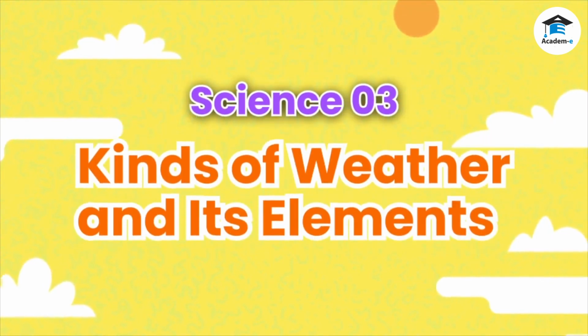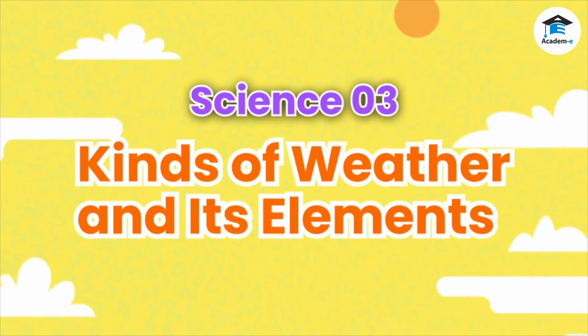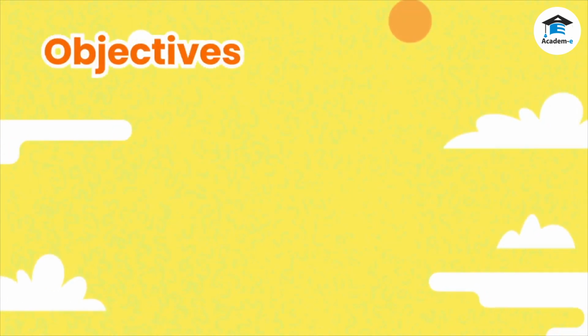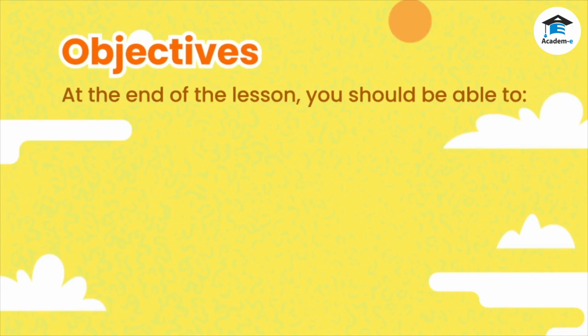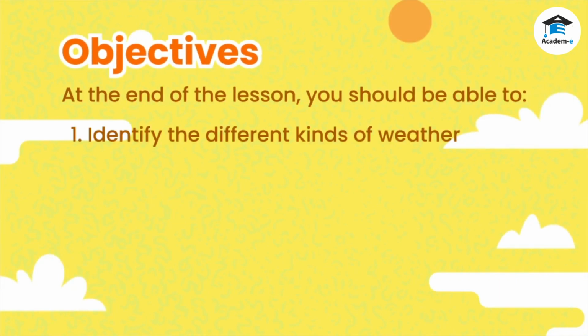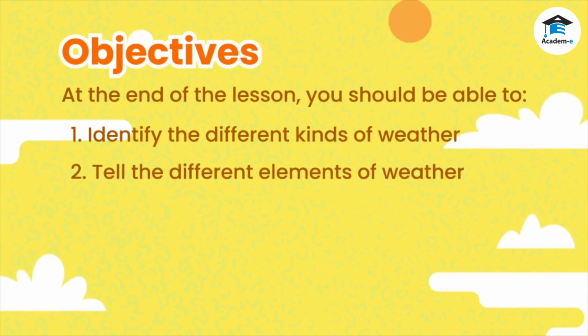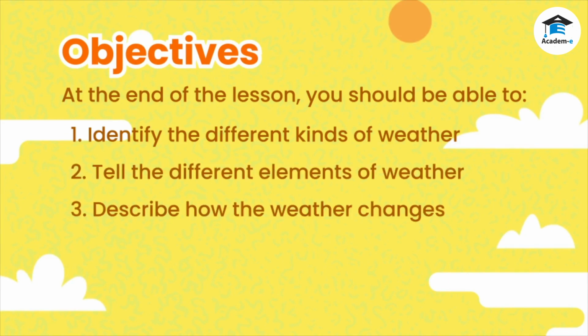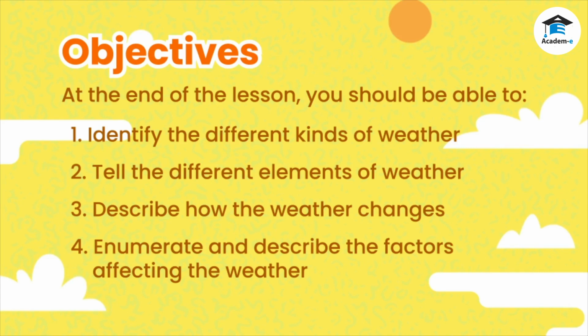Science 3. Kinds of weather and its elements. Objectives. At the end of the lesson, you should be able to identify the different kinds of weather, tell the different elements of the weather, describe how the weather changes, and enumerate and describe the factors affecting the weather.